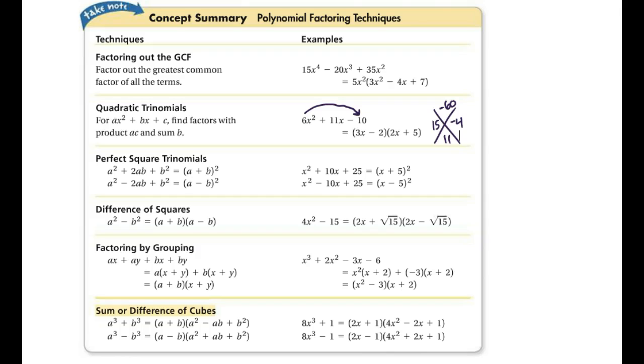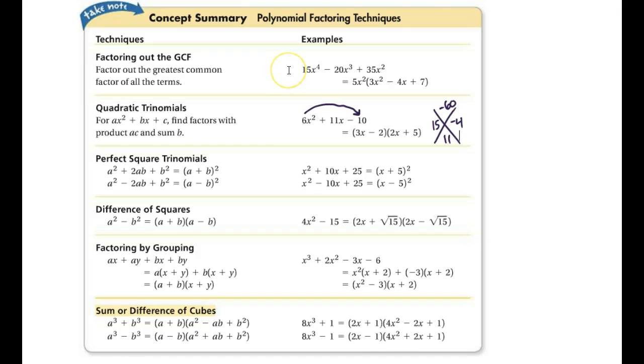This key concept summary box is going to be really helpful in organizing the different techniques that we have available to us. And several of these we have used in the past, specifically in Chapter 4. So the first one is factoring out the GCF. So what you want to do whenever you're given a polynomial is, first of all, check to see if there's a GCF, anything in common that you could factor out.